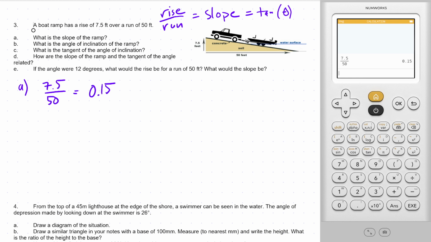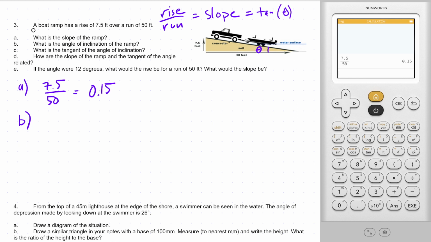Now it says, what is the angle of inclination of the ramp? So what is this angle right here? I can put in a theta there if that helps us. Yeah. So what is that angle? What is that angle theta equal to? Okay, so you know that the slope is the tangent, but what is the angle?